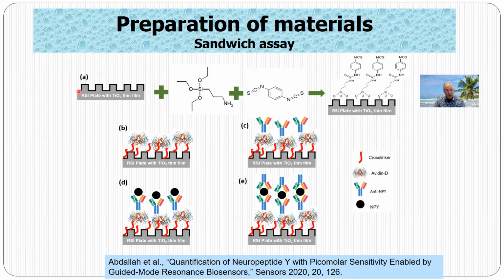So you have to prepare the plate, put down silane on the plate, link that to the plate, then that becomes the cross linker, and then the avidin D binds to those, and the anti-NPY binds to the avidin D, and then the NPY binds to the anti-NPY, and because the NPY is very small, we detect its presence by putting the large anti-NPY back on it like that. That's called a sandwich assay, and that produces high sensitivity detection.